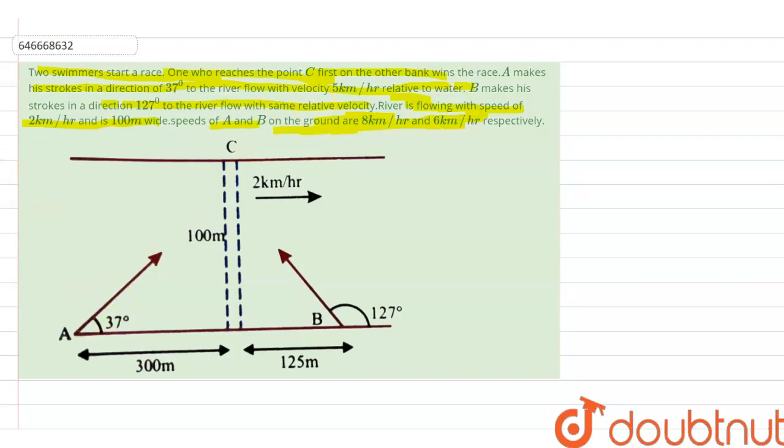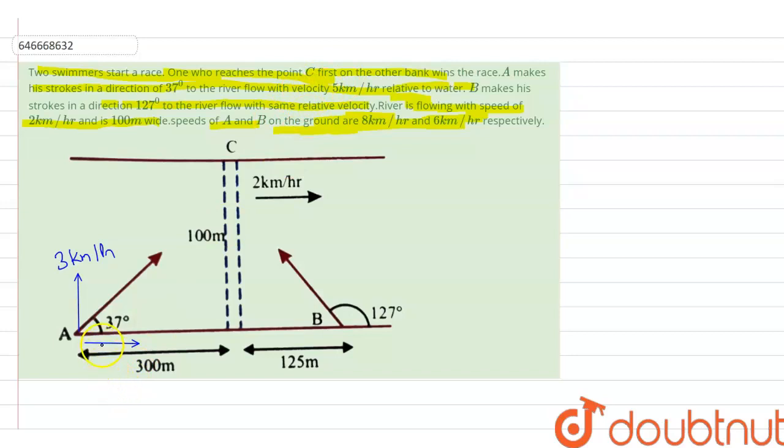So start with A. Now here A is moving in this direction, so he will certainly have two components of velocity, one in this direction and the other one in this. In the vertical direction the velocity is V sin 37. Sin 37 is 3 by 5 and velocity is 5, so here the velocity is 3 km per hour, and here cos 37 is 4 by 5.